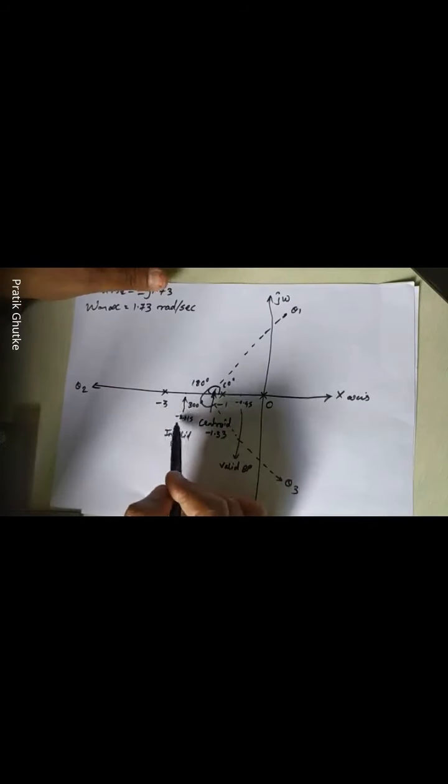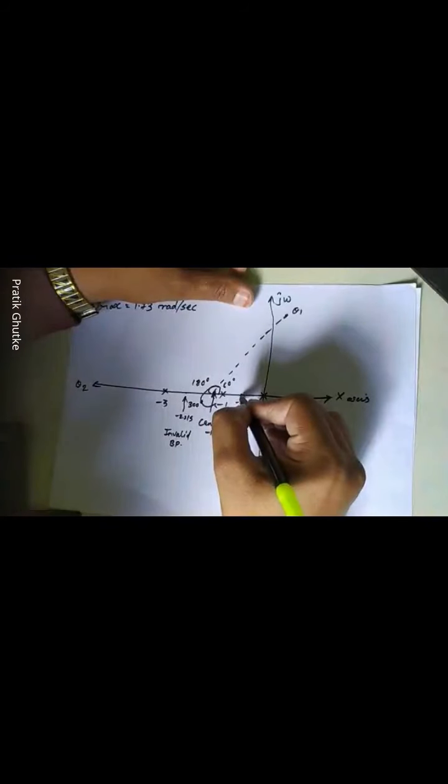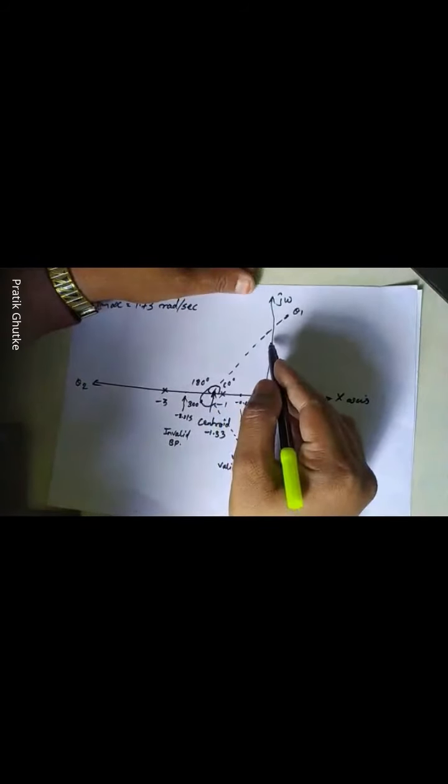After that, mark your breakaway points. That is valid breakaway point minus 0.45 and invalid breakaway point minus 2.215. So root locus will lie on the valid breakaway point. See, root locus will start from minus 0.45 and it will end at the j omega axis, where we have calculated omega max 1.73.